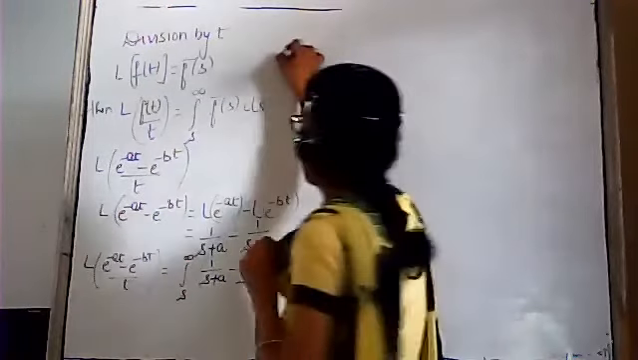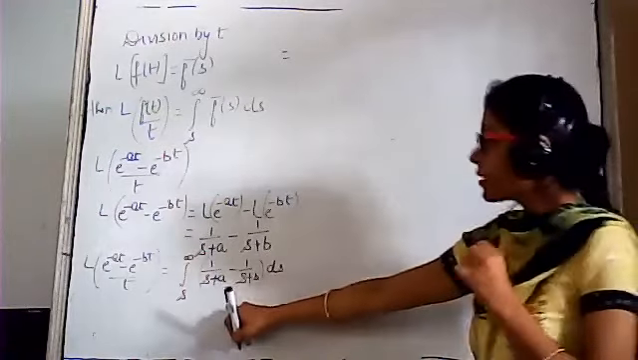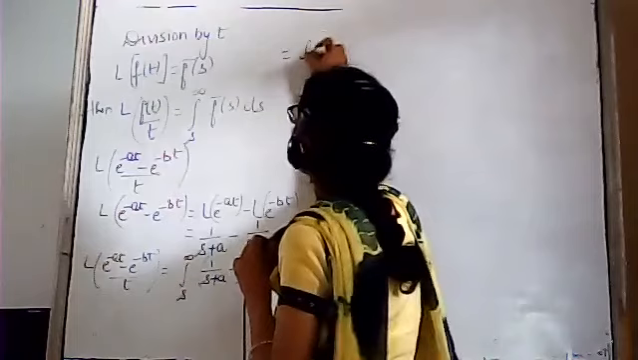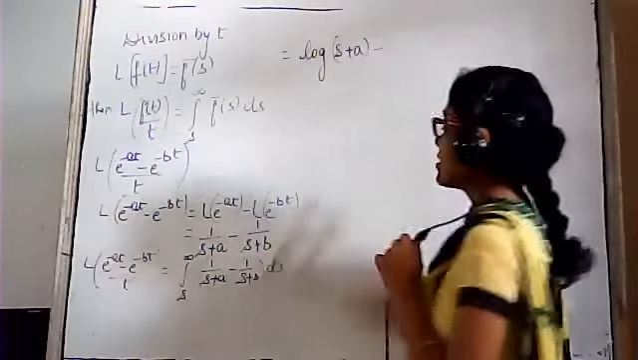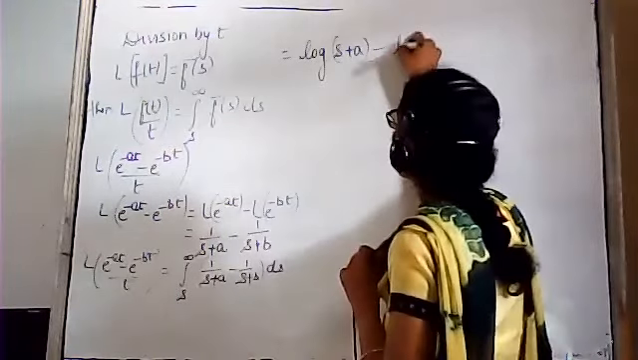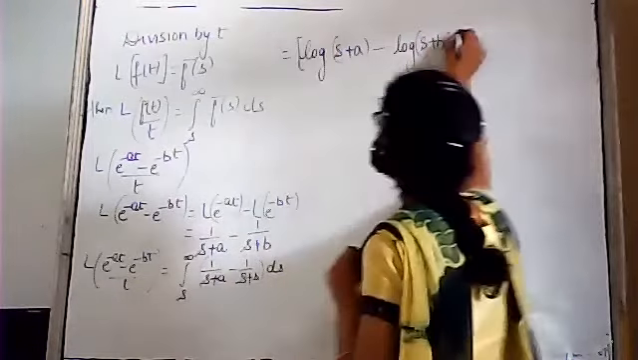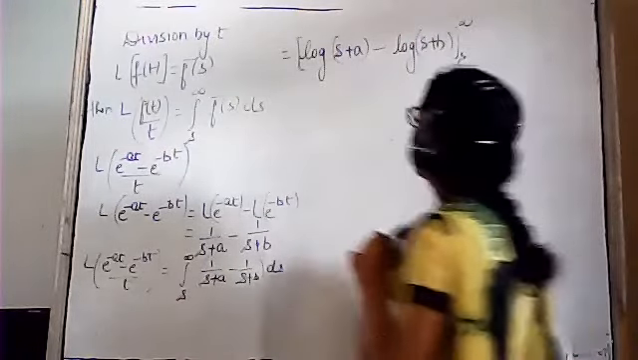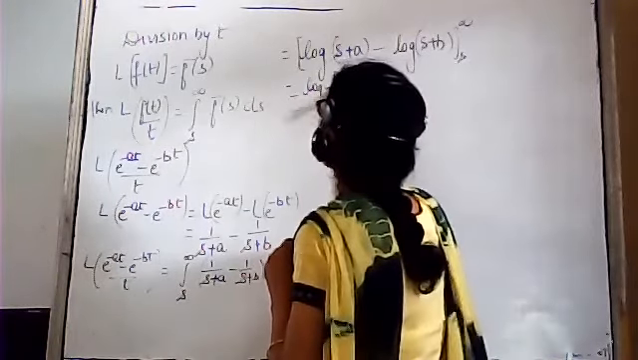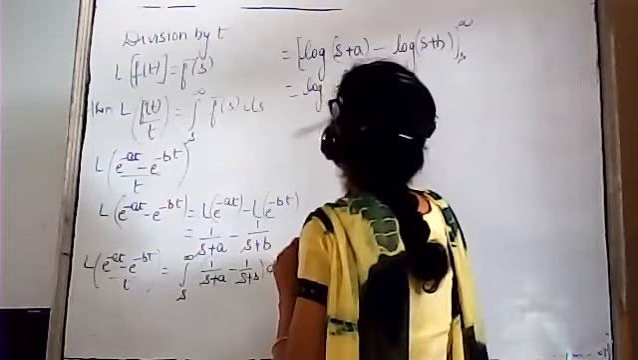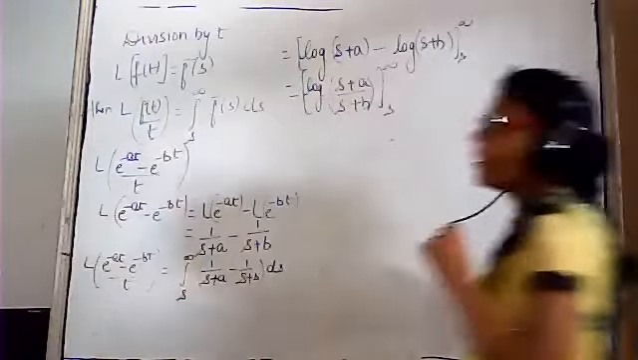This is equals to 1 upon s plus a, 1 upon a plus x. What is its integration? log x, log of s plus a. Okay, minus similarly 1 upon s plus b, it will be log of s plus b, and the limits of integration are from s to infinity. Log a minus log b can be written as log of a upon b in division, and the limits of integration are from s to infinity.